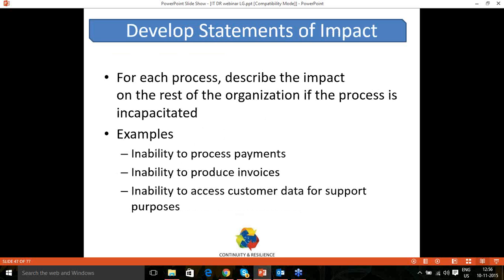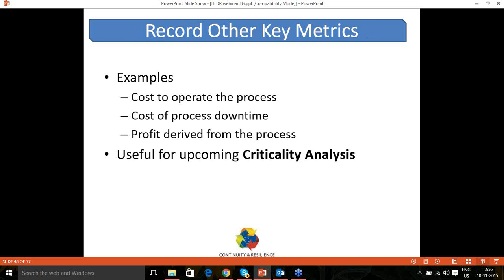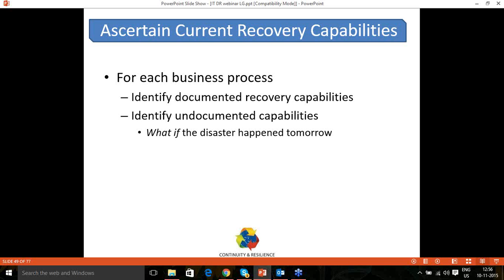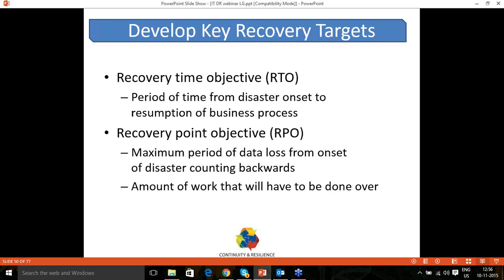Develop the statements of impact for each process, each function, each part of the organization. Do criticality analysis, like if you have identified some hundreds of critical processes, rank them so that you can take care of the high risk things first. Calculate RTO, RPO, recovery time objective and recovery point objective.